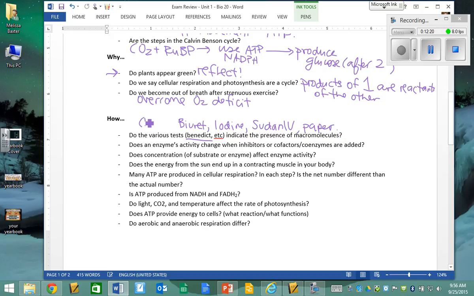Just like on the quest you did before, it makes a great numeric response question. It would be very similar to the way I asked it the first time when I said, here's the tests, what was in each test. The next one is about enzyme activity. Inhibitors reduce enzyme activity. Cofactors and coenzymes both increase enzyme activity.